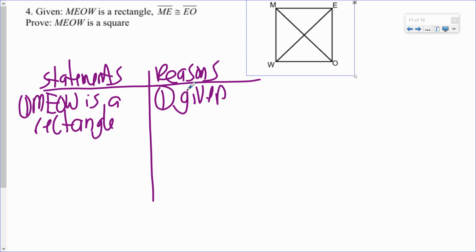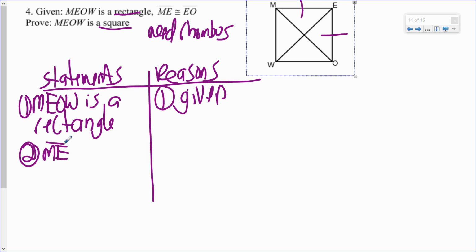MEOW is a rectangle, so if I want to prove it's a square, it needs to be a rectangle and it needs to be a rhombus. It's already a rectangle, so I need one of the rhombus proofs. I need either diagonals perpendicular to each other, diagonals bisect the angles, or consecutive sides congruent. It's telling me that ME is congruent to EO. Those are consecutive sides congruent. ME is congruent to EO. Given.